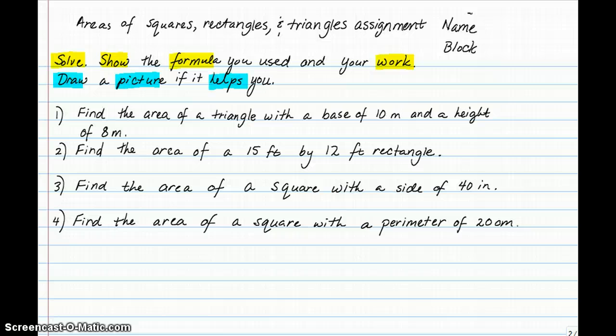Number 1 says find the area of a triangle with a base of 10 meters and a height of 8 meters. Number 2 asks you to find the area of a 15-foot by 12-foot rectangle. Number 3 says find the area of a square with a side of 40 inches. Number 4 says find the area of a square with a perimeter of 20 centimeters. Perimeter is the distance around a figure. That one's a little more challenging. Again, write the formula, then show your work. Please draw a picture if it helps you. You only have 4 problems.